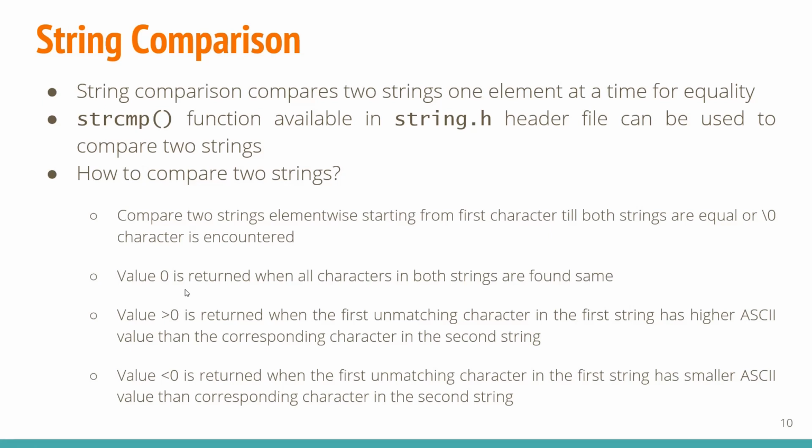What do you mean by that? All characters in both strings element wise are same. Let us try to understand these three statements, that is value equal to 0, value being positive, and value being less than 0 being returned by strcmp with some proper animations.